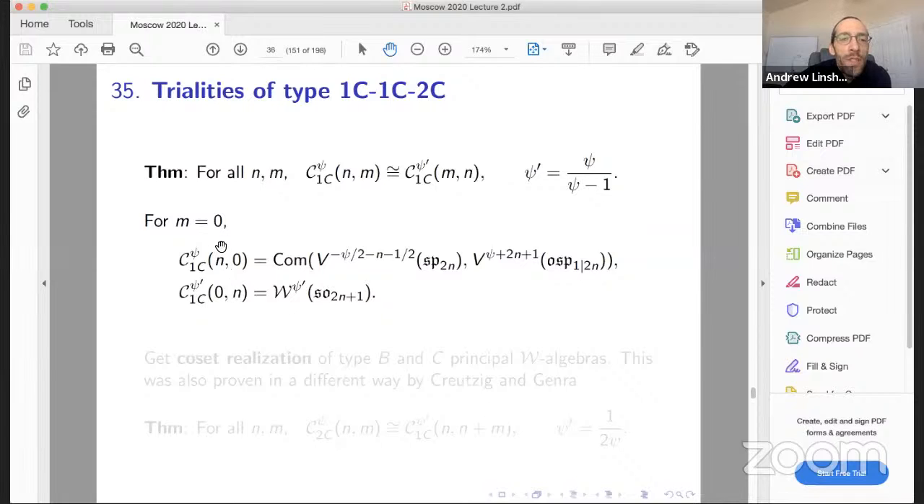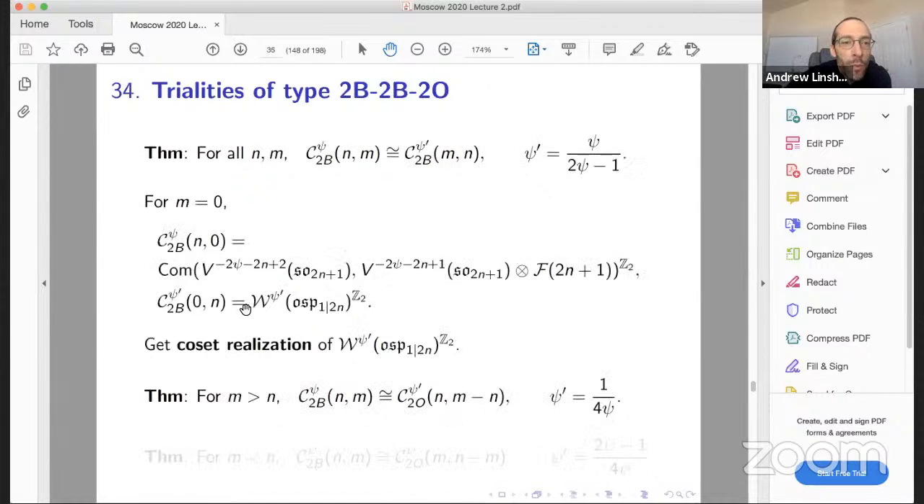So notice that if m is 0, then C 1c n comma 0, what does n comma 0 mean? My W algebra in this case is just an affine, because there's no piece where it's principal. Remember, if I had an M, it would be principal in some Lie algebra, but it's not, so I just have an OSP1, 2n, and this is just the affine coset. And then on the other side of this, I have the principal W algebra of type B, 1c, 0n.